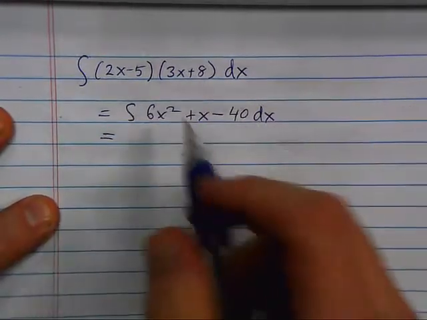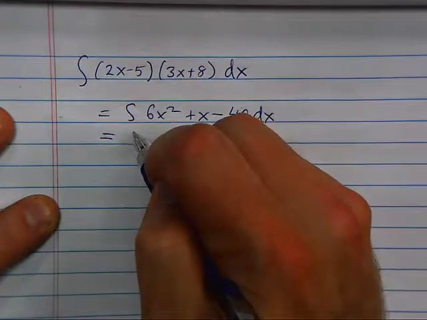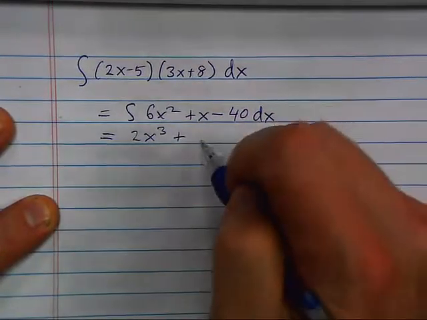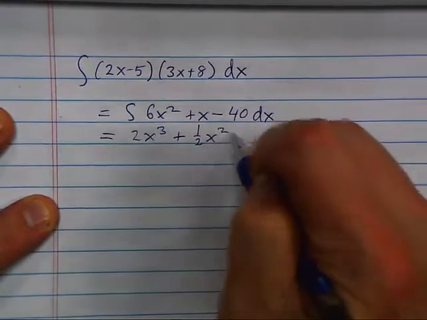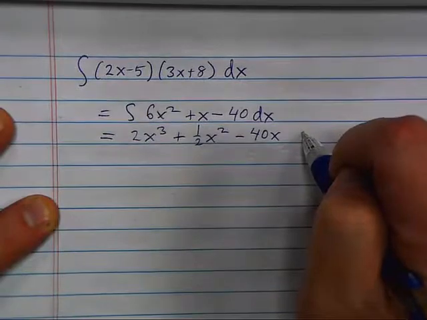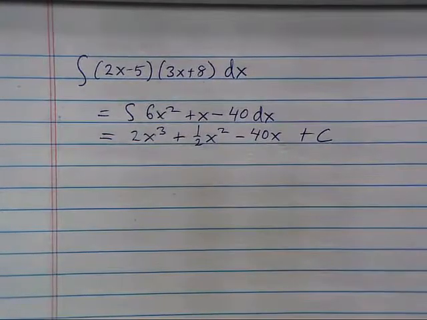So what's the antiderivative of 6x squared? 2x cubed. Plus, what's the antiderivative of x? 1/2 x squared. Minus, what's the antiderivative of 40? 40x plus c. Very good. No, I didn't say it was a hard one. I said it was harder.